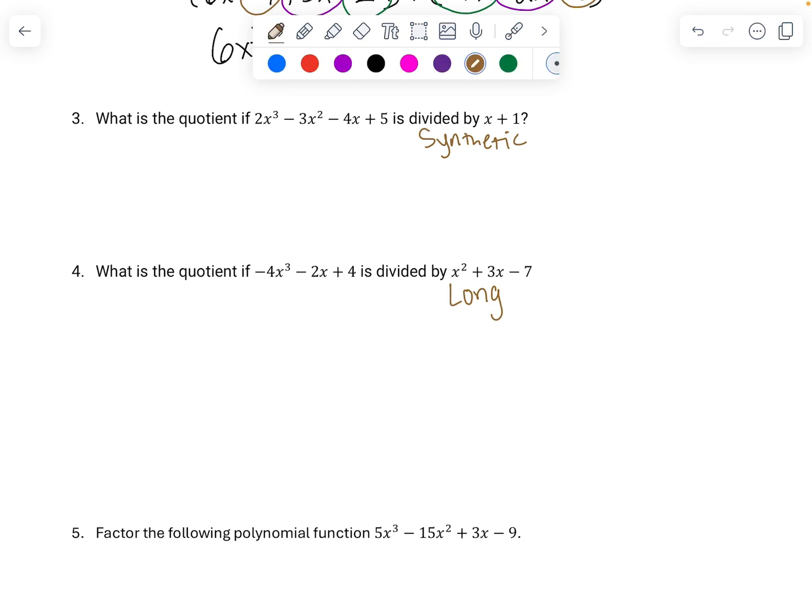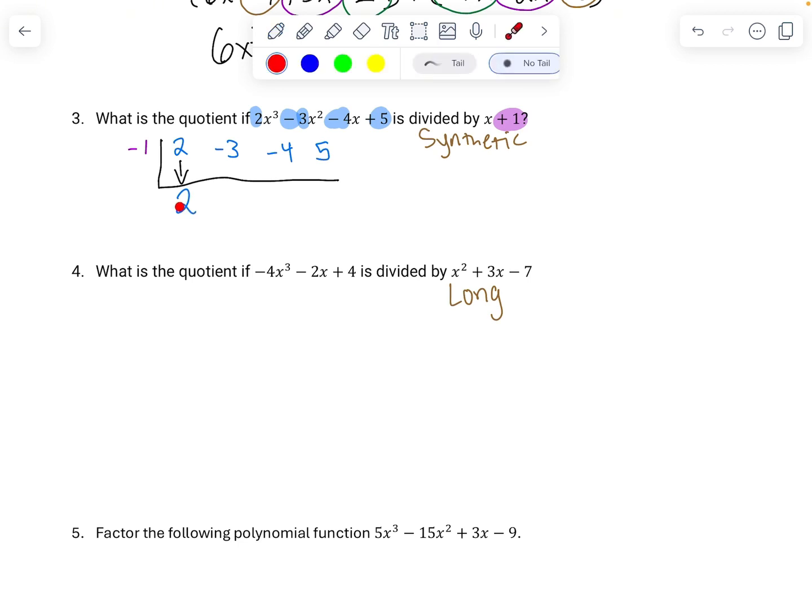Now the setup for synthetic division is a little tricky. On the inside, we are just going to take the coefficients of each of the pieces of our polynomial that's up here. So I'm going to have my 2, my negative 3, my negative 4, and my 5. Then I am going to take this 1 that's over here, flip the sign, and put it on the outside in front of that first row. The first step of synthetic division, no matter what, is to always bring down your first number. So bringing down that 2.